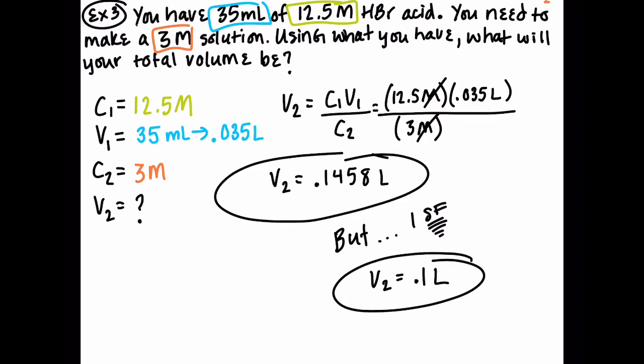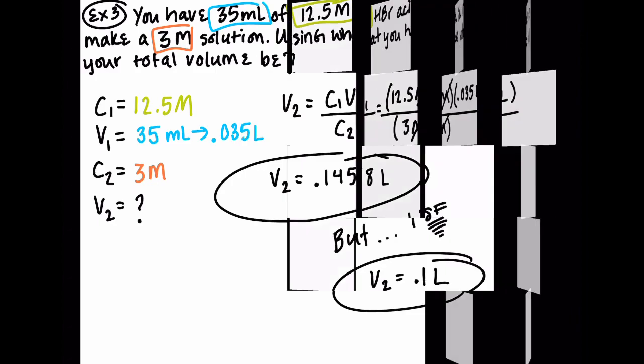V1 is 35 mils, but we have to convert that to liters. And when we plug everything in and solve, we get a V2 of 0.1458 liters. That's pretty close to 150 milliliters, so it's a very small amount. But in this problem, we only have one significant figure. So one significant figure would be 0.1 liters.